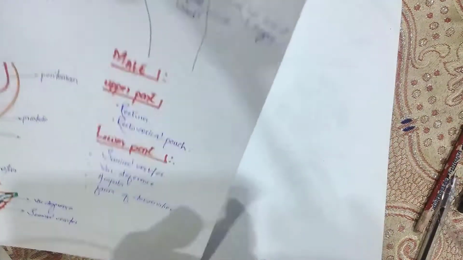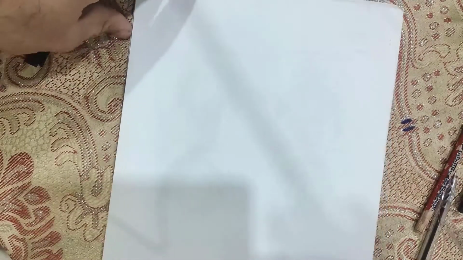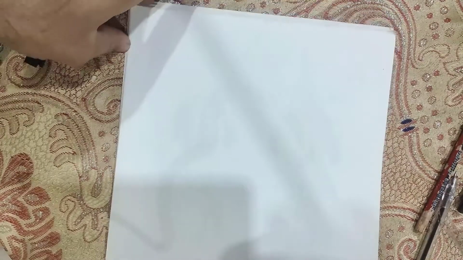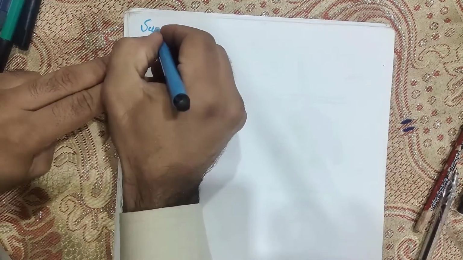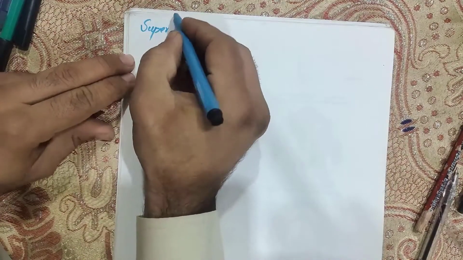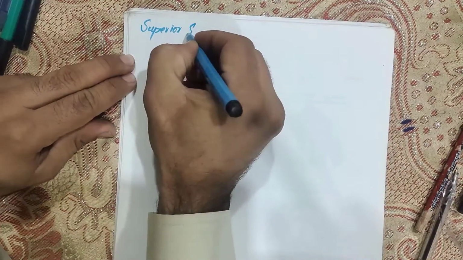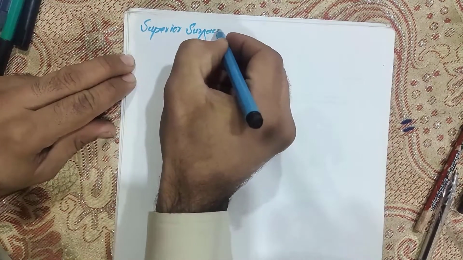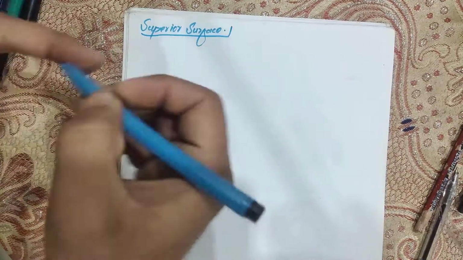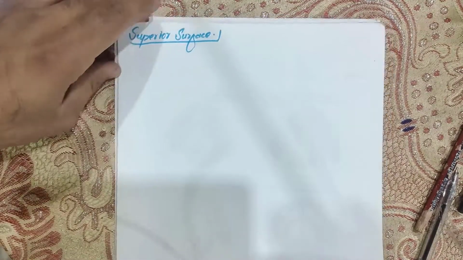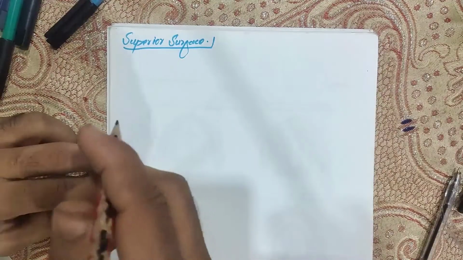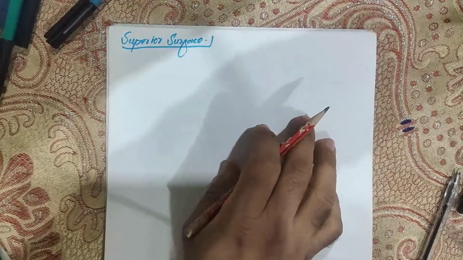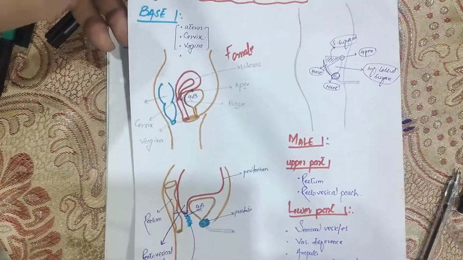Now here we are going to discuss the relations of the superior surface of the urinary bladder. So let me write here, superior surface, right. What are the structures which are in relation to the superior surface of the urinary bladder in case of males and in case of females? So we will take the help of this diagram, right.